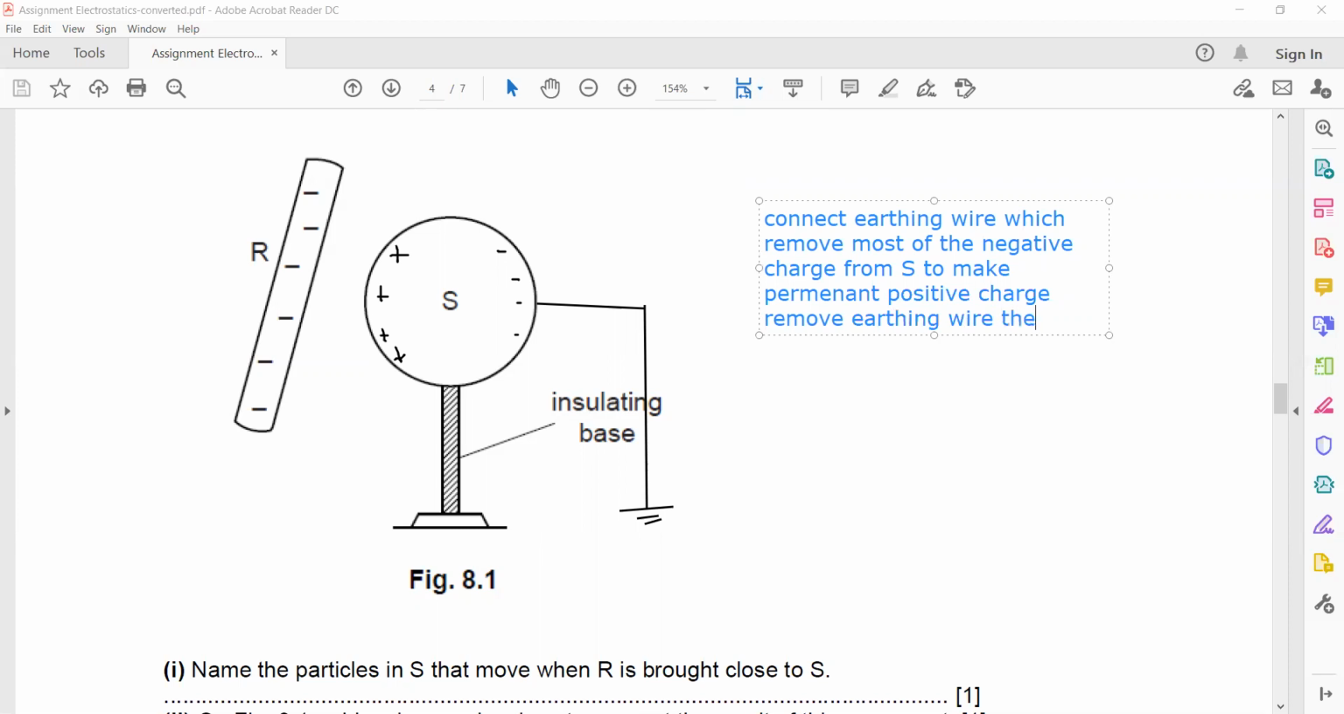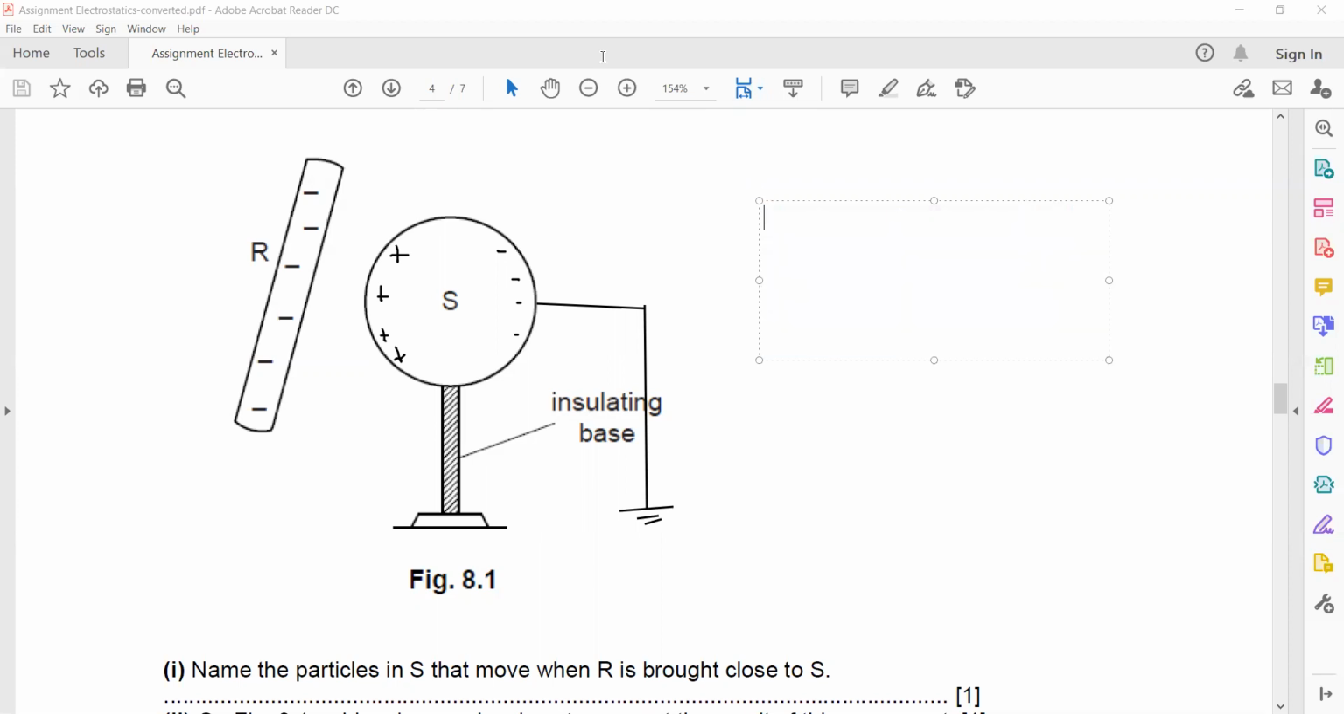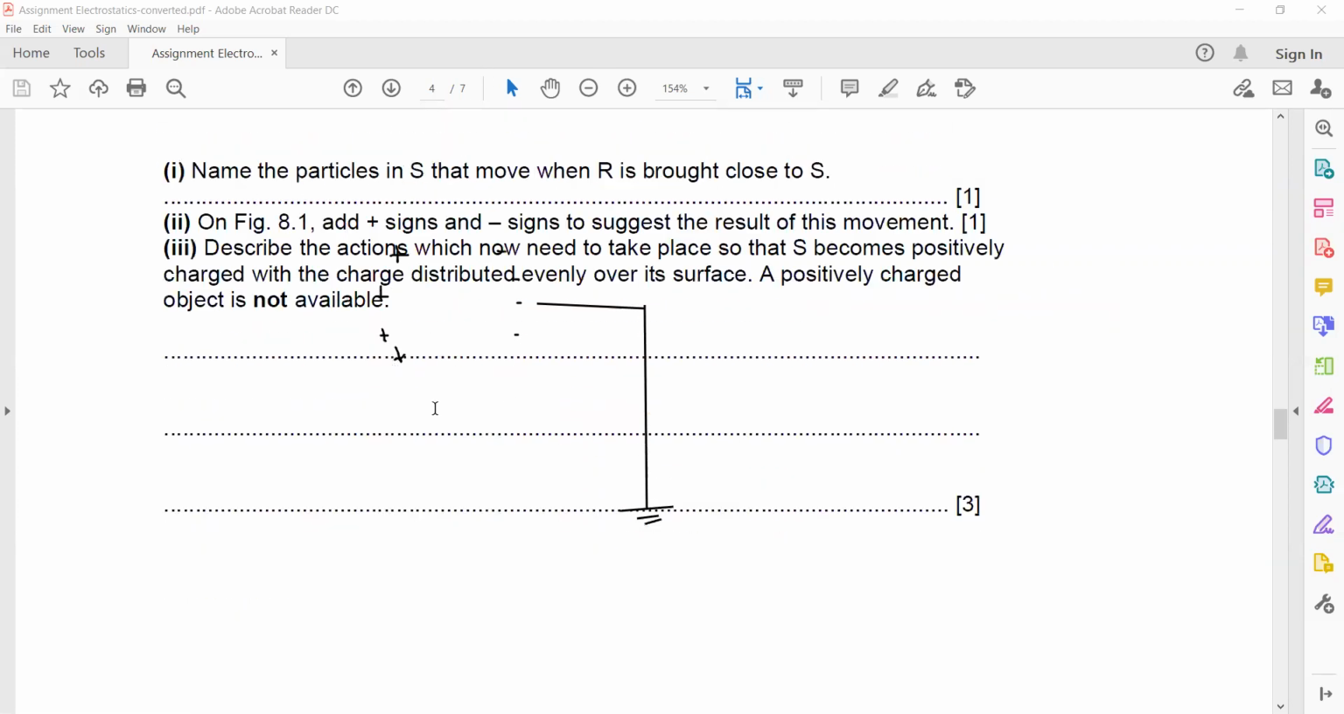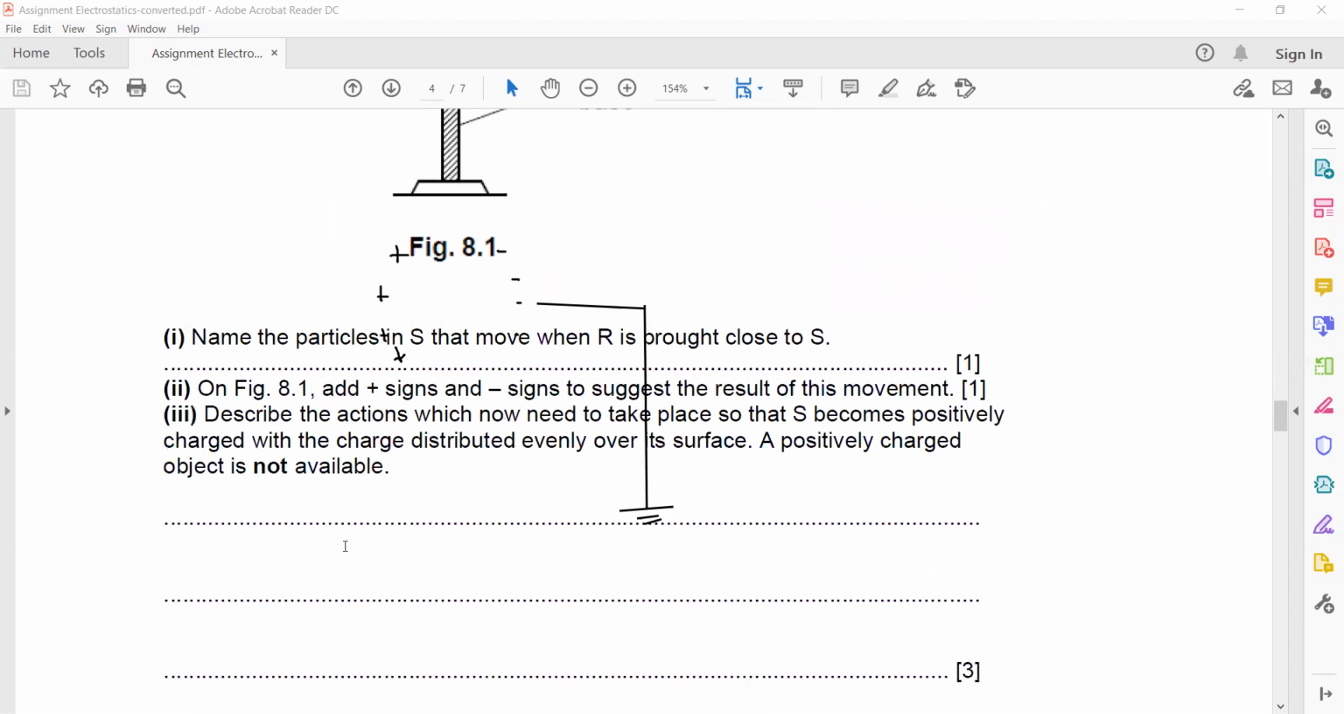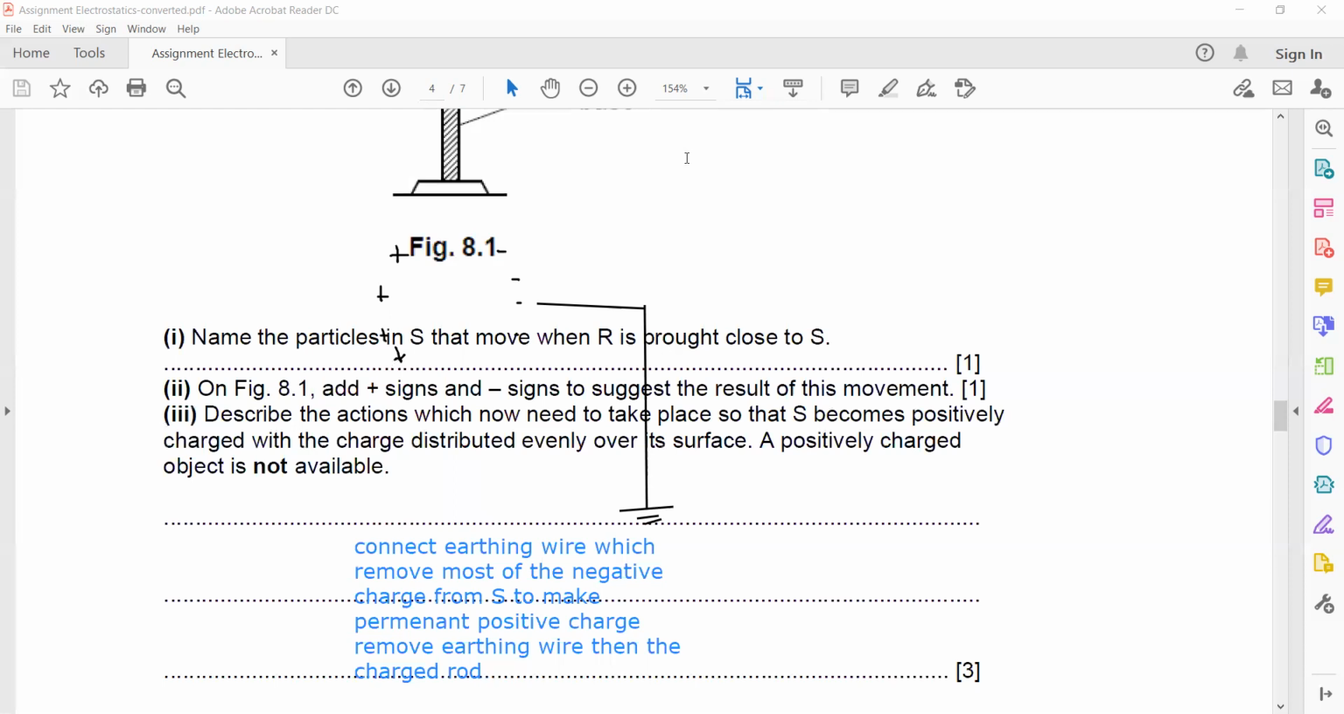Then remove the charged rod. So this is the answer for this part, where they ask what action you should take so that you will make it permanently positively charged. Is it clear?